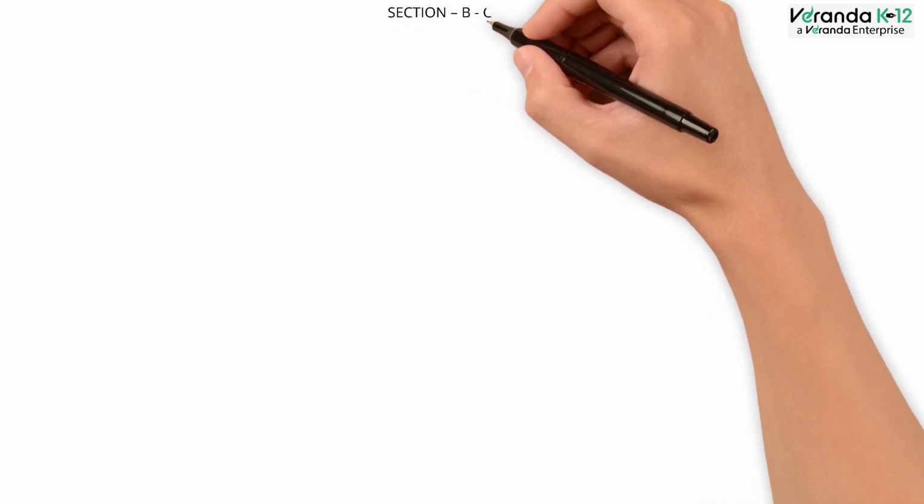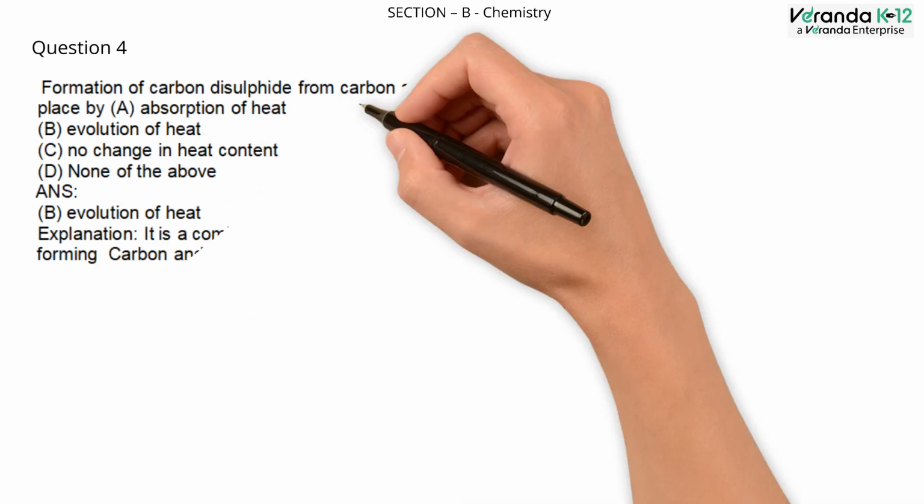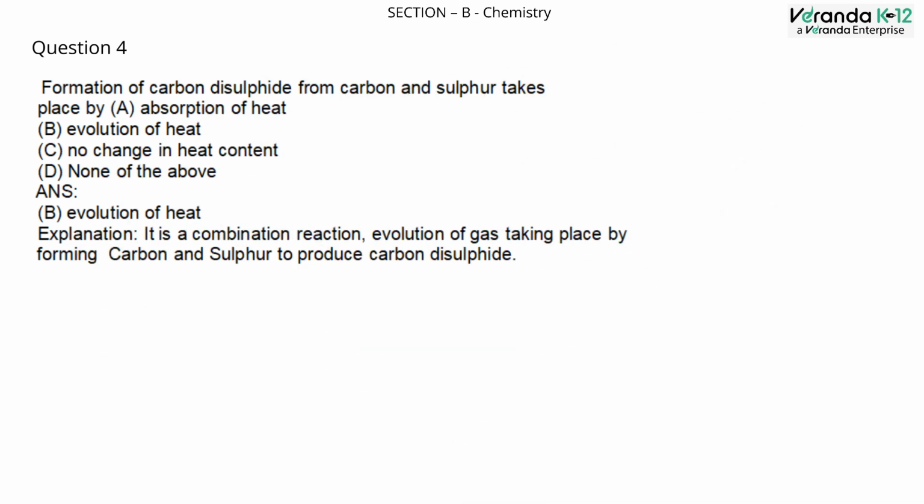Section B, Chemistry. Question number 4. Formation of carbon disulfide from carbon and sulfur takes place by: Option A. Absorption of heat. Option B. Evolution of heat. Option C. No change in heat content. Option D. None of the above. The answer is option B.